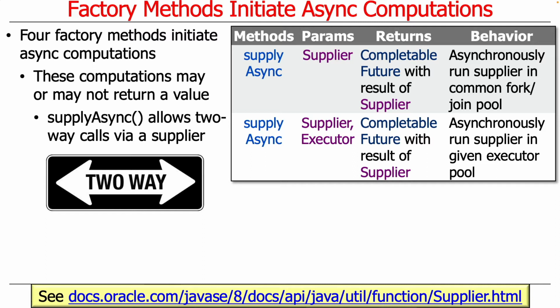And it asynchronously runs the supplier in the Java common fork join pool, which is the same pool that's used, for example, by the parallel streams framework. The second of these is similar, except you have a second parameter passed. And that second parameter, as you can see here, is the executor. And what this does is it will asynchronously run the supplier in the given executor context. So you typically would have a different pool of threads. I guess you could have one thread, but that would kind of be silly. But it'll run it in the context of the executor.